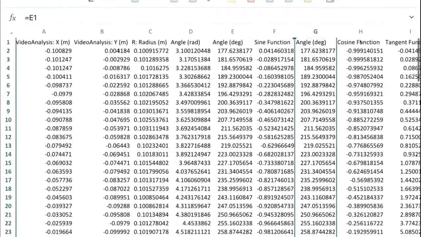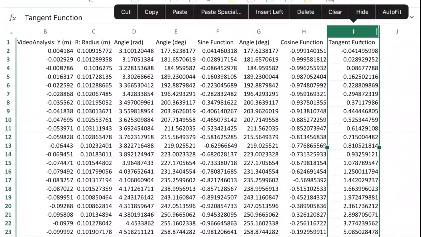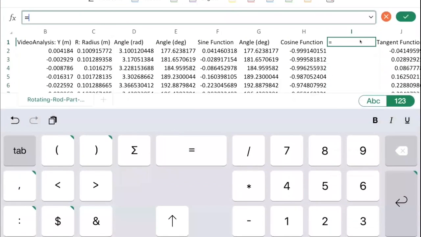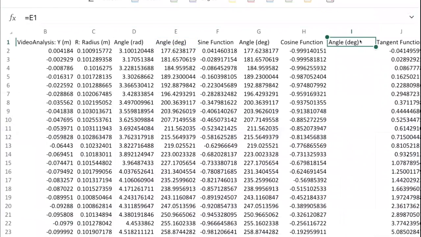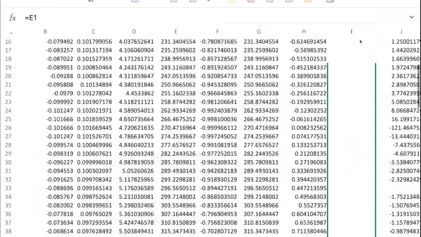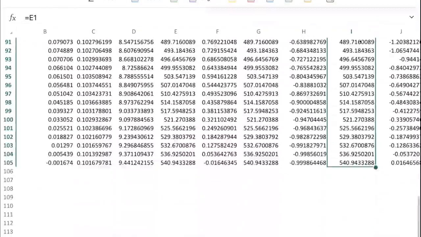All right. And then I'm going to do the same thing between the tangent function here. So I'm going to go ahead and say insert left. And then again, refer to my angle in degrees. That's E1 here. And then I'm just going to go ahead and fill that. Okay, fill this down. Like so. All righty.